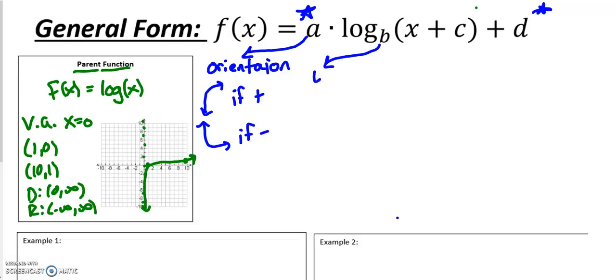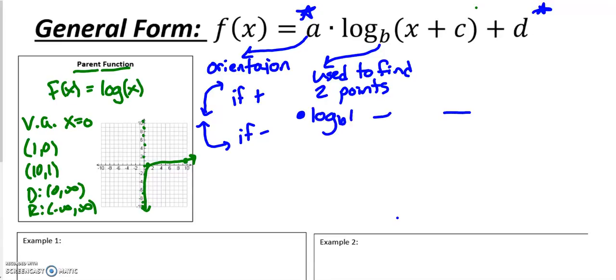The base is used to find 2 points. The 2 points I'm going to use to graph are from the base. And I'm going to use log properties, specifically log base b of 1 equals 0. That's going to be one of my log properties that I use. And secondly, log base b of b equals 1. That's going to be the other log property I use in order to get my points.